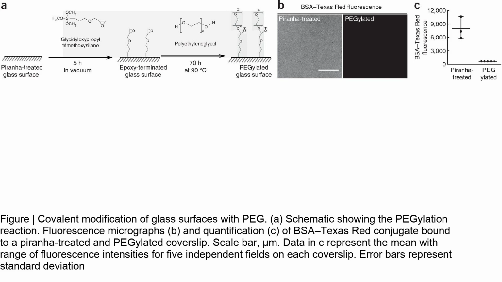of the surface. The quantification data show a significant decrease in fluorescence intensity on the pegylated coverslip compared to the piranha-treated coverslip, confirming the effectiveness of pegylation in preventing protein binding. The significance of Figure 2 is that it demonstrates the successful covalent modification of glass surfaces with PEG, which is important for creating a stable and passivated surface for the formation of supported membrane tubes, SMrTs.